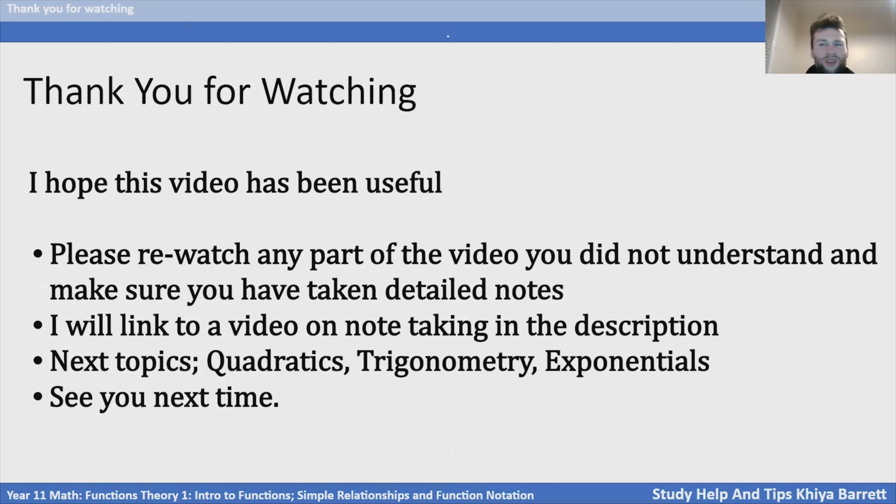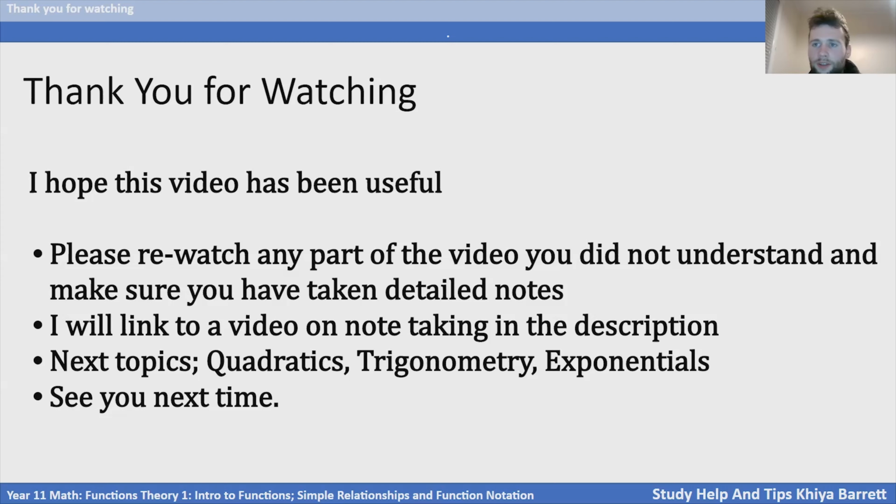Now please rewatch the video, watch any parts you didn't understand, and make sure you have detailed notes. I'm not going to talk about everything I write in the slides, okay? I'm going to try and cover everything, but you probably want to write down the things that are in the slides because usually they're important. I don't put them there for no reason.